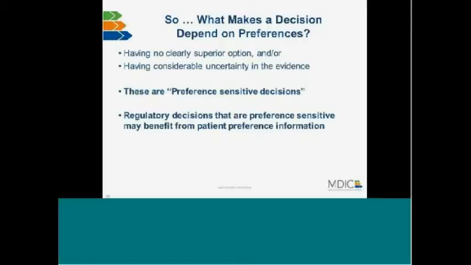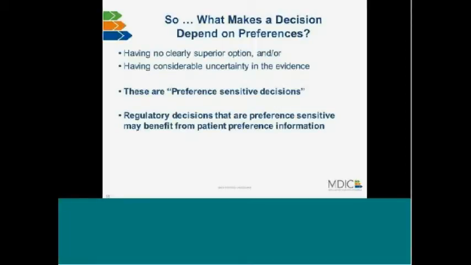So what makes a decision depend on preferences? There are actually 2 parts to this. I've only shown you the first, having a clearly superior option, which is what we just saw in A and C. The second, which I'm not going to show because it takes too much time, but it's in the framework report, is when there's considerable uncertainty in the evidence, and even though on average A might be better than B, because of the uncertainty, it's not straightforward how people would decide. These are what we call preference-sensitive decisions, and the reason to pay attention to that term is decisions that are preference-sensitive are the kinds that may benefit from patient preference information.